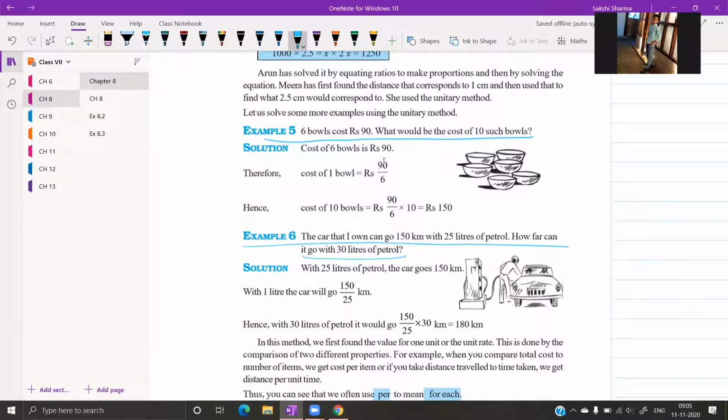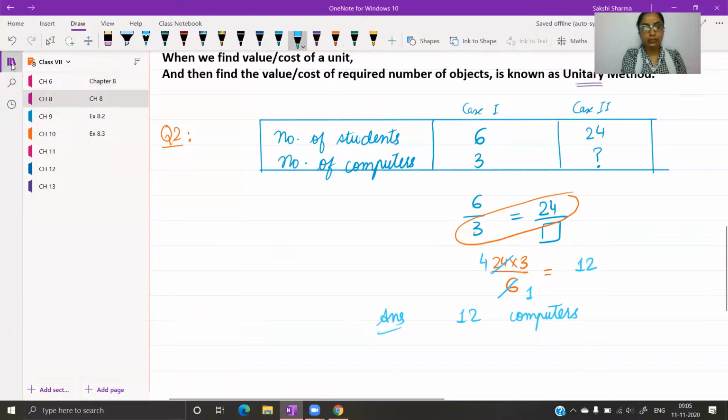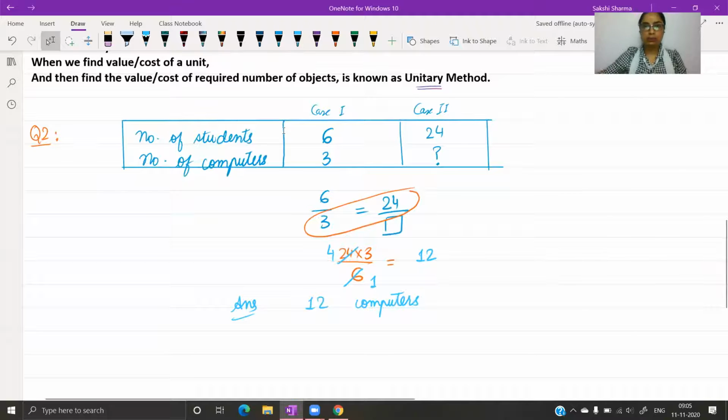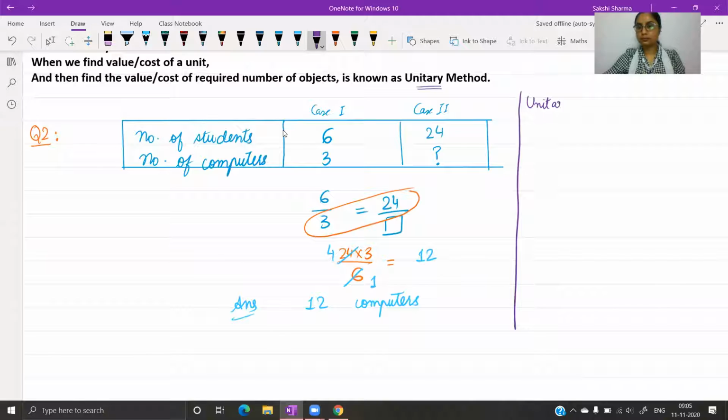Ma'am, वो question दिखा दो. Sure. Okay, Shivam, just a minute. I will write down for you as well. The students who have done it with the unitary method, I will write down the statement on this side. Ma'am, please wait for a minute. Sure, sure.